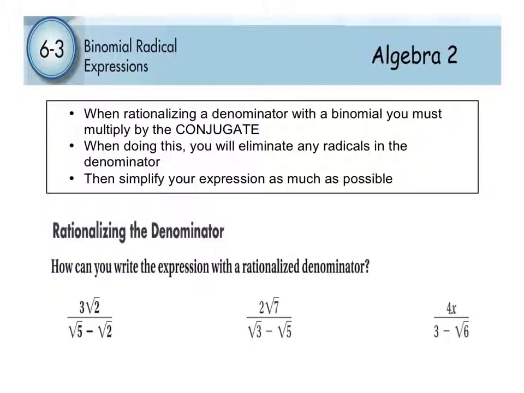So when rationalizing a denominator, in other words, we cannot have a root in the denominator. You notice these have roots in the bottom. Cannot have the root in the bottom of a fraction. So when rationalizing a denominator with a binomial, you must multiply by the conjugate on top and on the bottom. When doing this, you'll eliminate any radicals in the denominator, because remember, in part 2, we talked about the conjugate, how it eliminates all radicals.